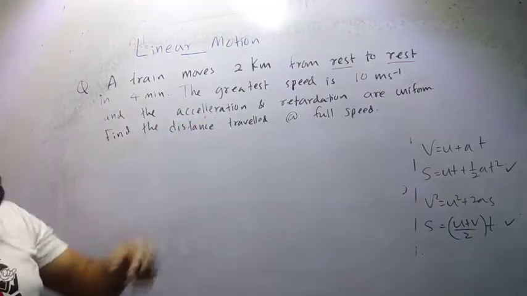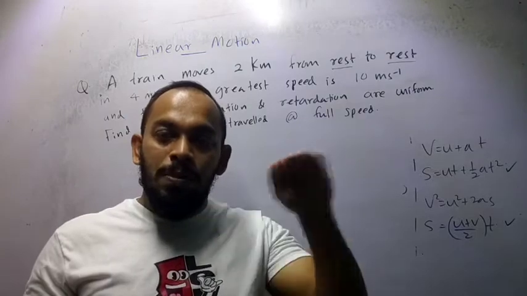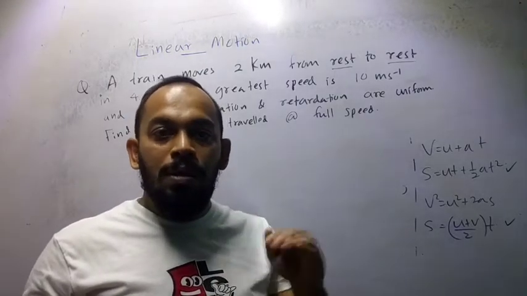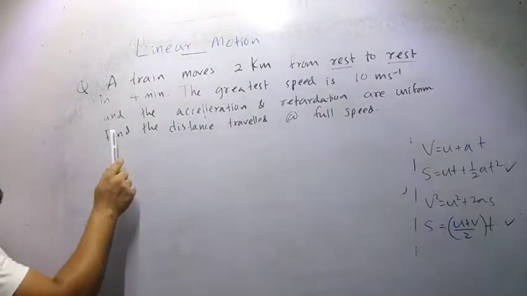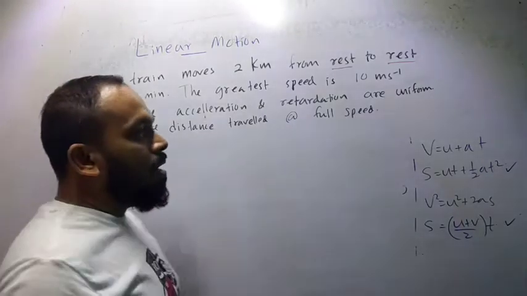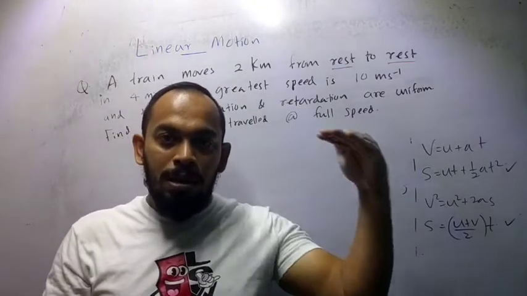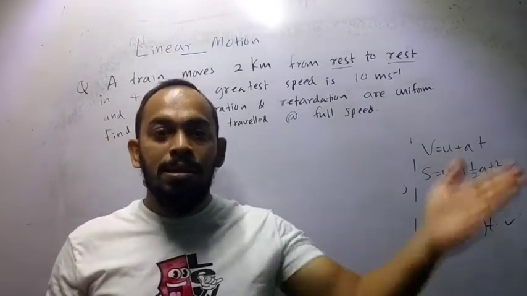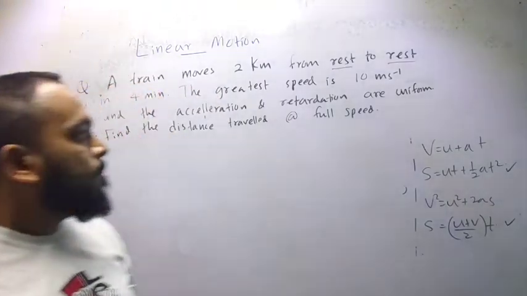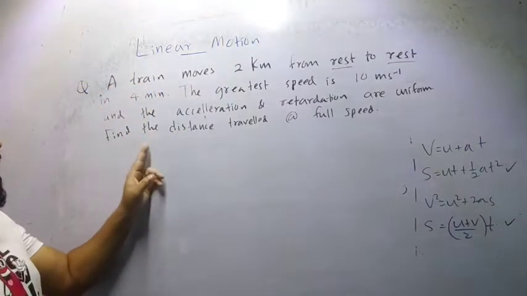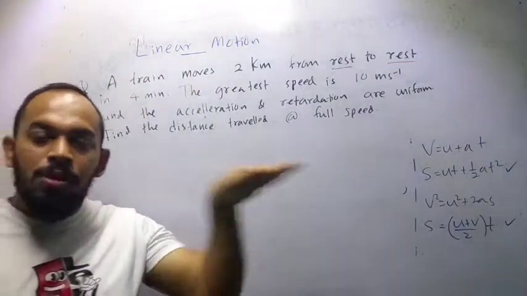The greatest speed is 10 meters per second. So the maximum speed the train can move is 10 meters per second. Right? And the acceleration and retardation are uniform. So to stop the train it has to retard. Retardation means deceleration. Okay? Find the distance traveled at full speed.